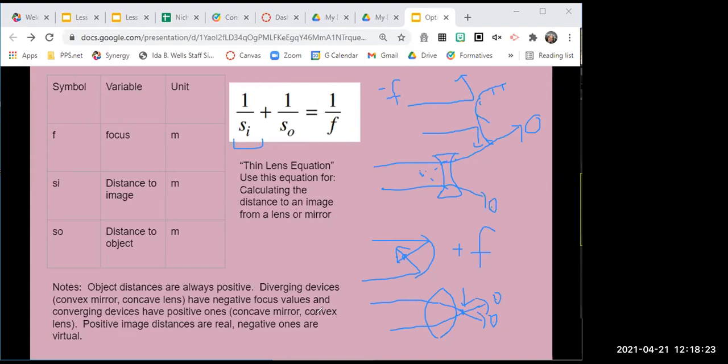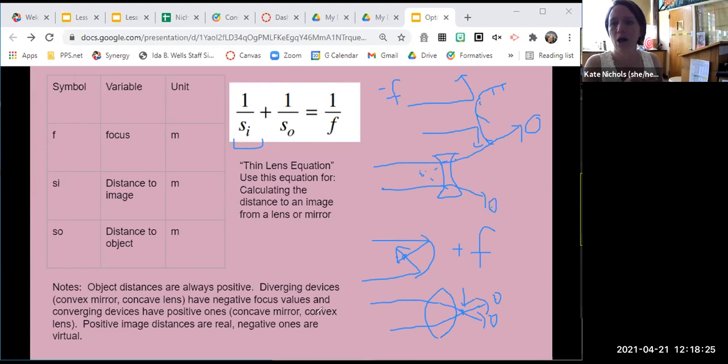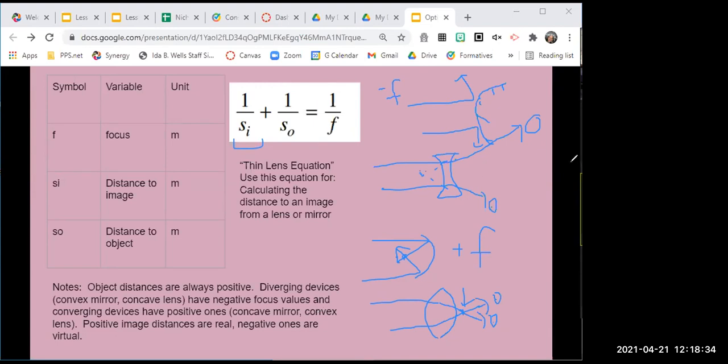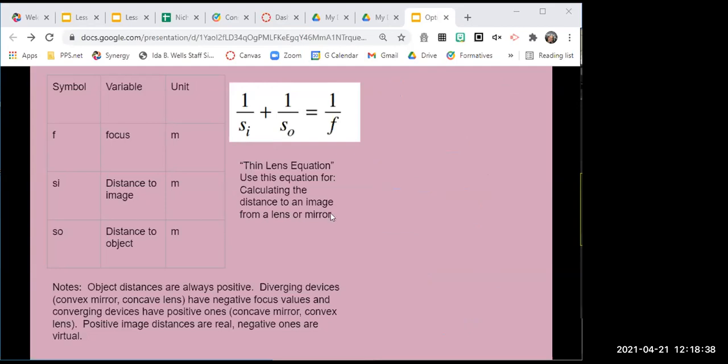And just like you said, the object could be located a positive distance, and the focal length could be positive on the opposite side of the device. So yeah. Great question. Okay, next slide.